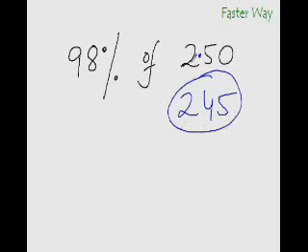First we'll find the 100%, 250. Then we'll find the 1%, that is 2.5. Double of that would be 5. So 100% minus 2% would be 250 minus 5, that is 245.